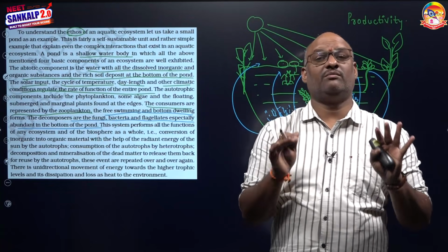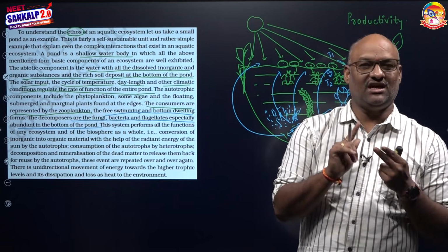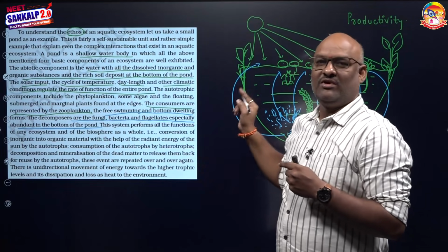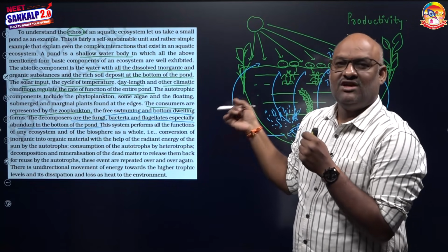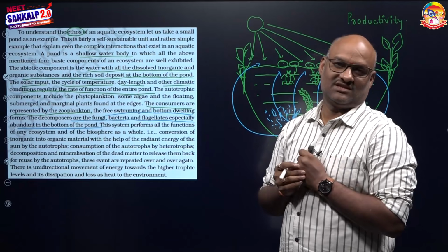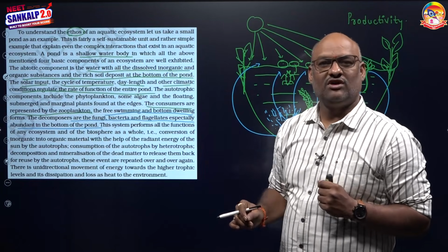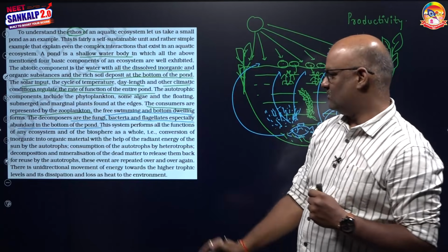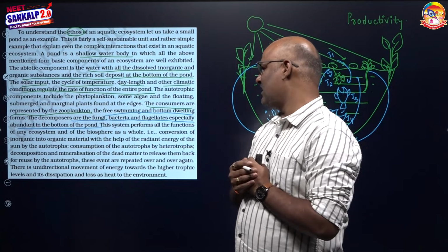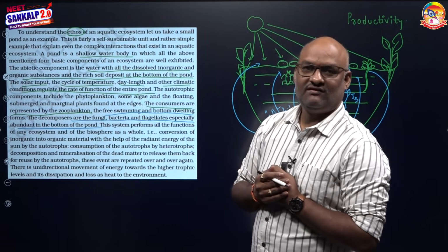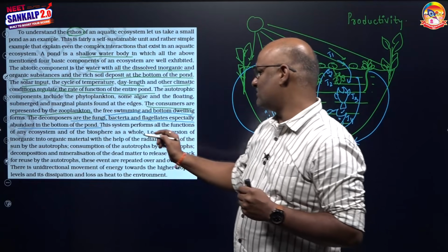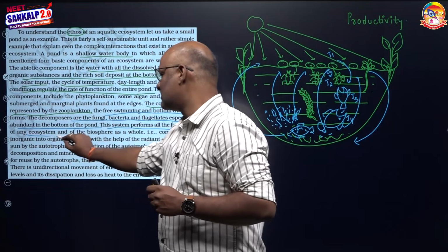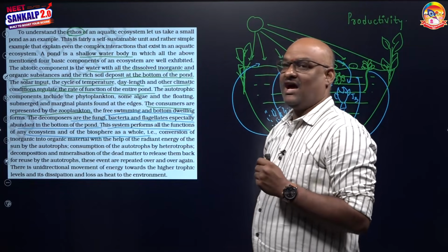So all four basic components, called productivity, energy flow, decomposition and nutrient cycling, are operating even in a small ecosystem which is called a pond ecosystem. So will you accept that all these four basic components are occurring in the pond ecosystem? Yes, definitely. So this is a very important paragraph which tells us about the functions of all the ecosystems by a single pond. So the system performs all the functions of an ecosystem and of the biosphere as a whole.